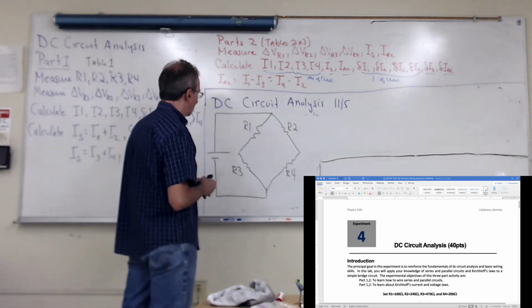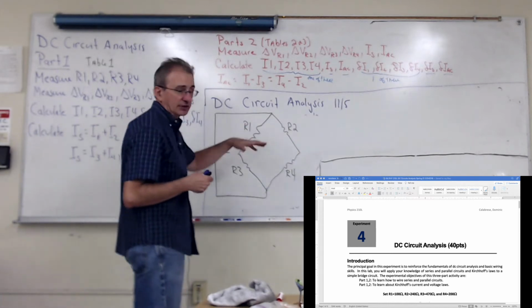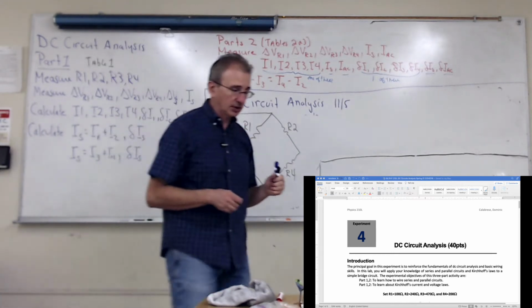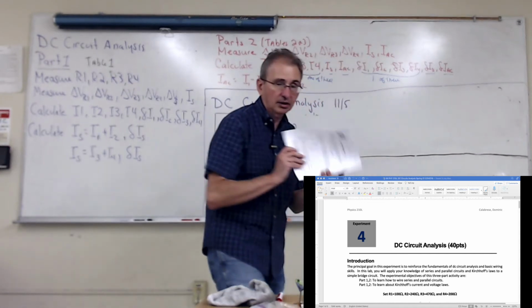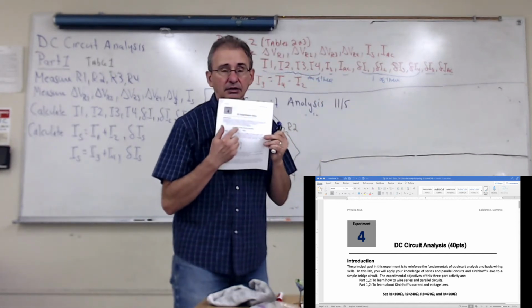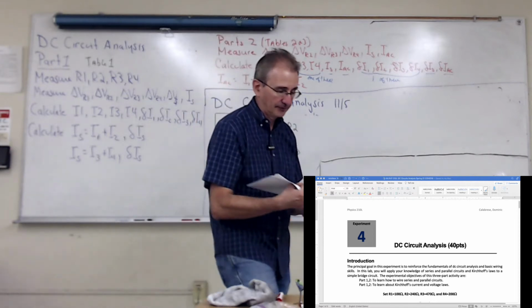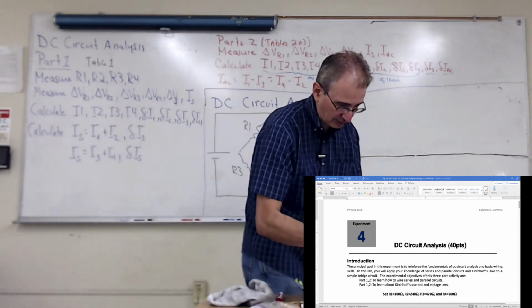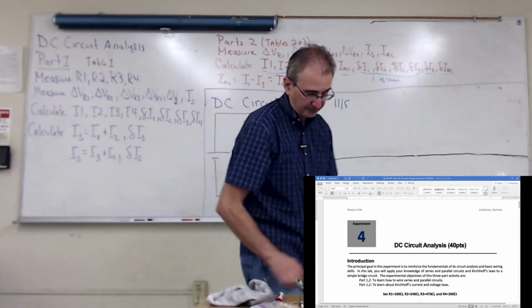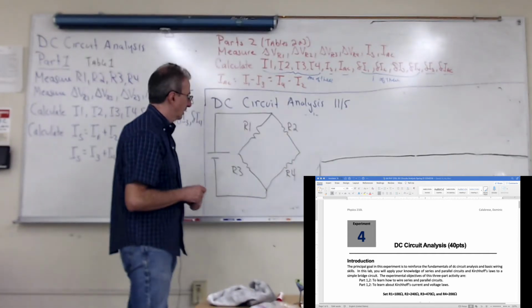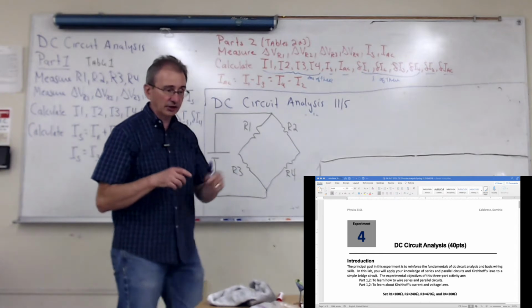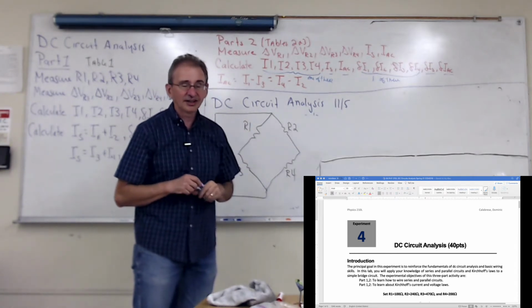So the first thing you want to do is you're given 4 resistors. The resistors you're going to be using are the ones listed right on here. You must use those resistors. Okay? And also you'll be taking a picture of your circuit and putting the picture of your circuit in your lab report.